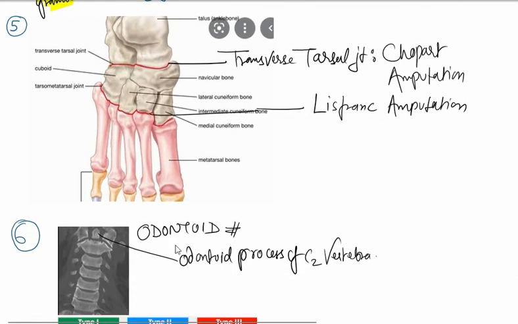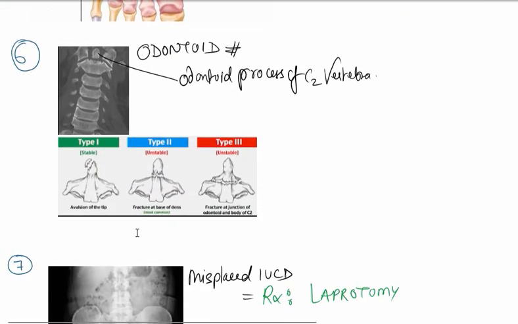Okay, next image is showing an anatomical diagram, bones of foot. So this is the transverse tarsal joint. The amputation along this is known as Chopart amputation, and distal to this is the tarsometatarsal joint, and the amputation through this is known as Lisfranc amputation.